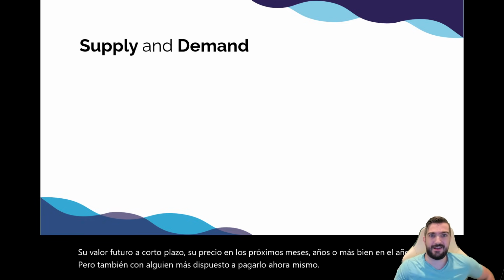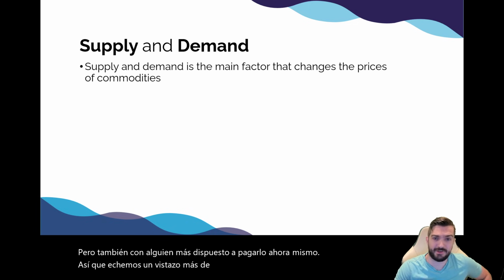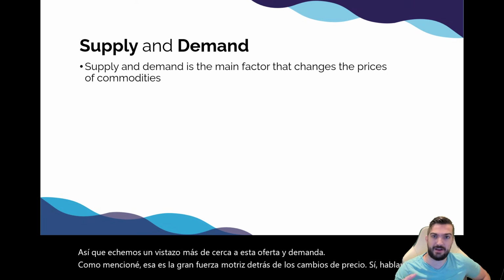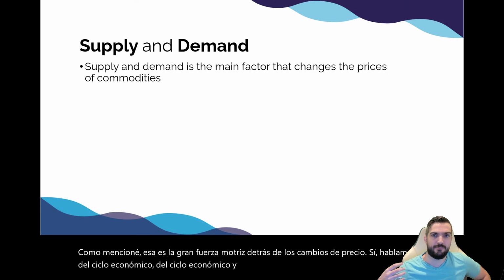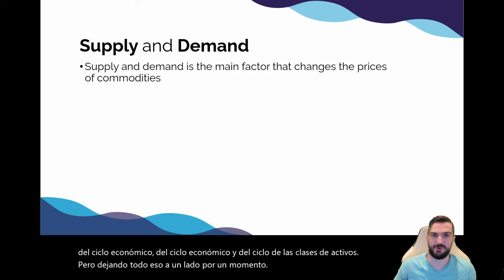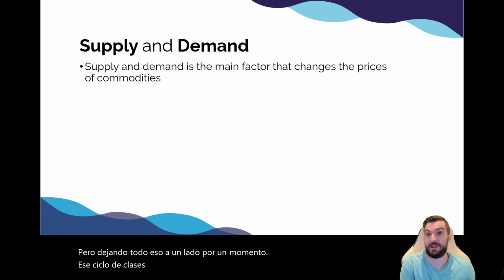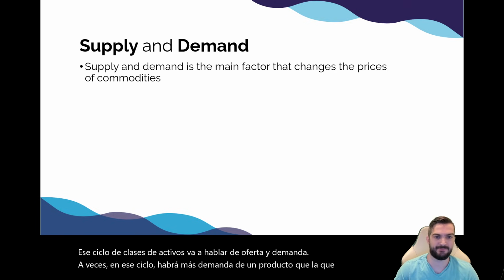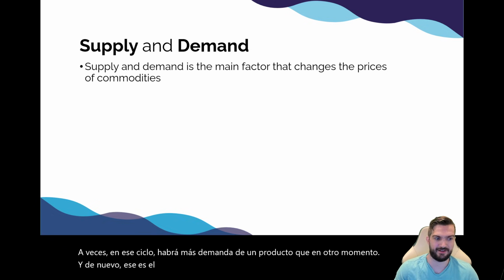So let's take a closer look at the supply and demand. Because as I mentioned, that is the big driving force behind price changes. Yes, we talked about the economic cycle and the business cycle and the asset class cycle. But putting all that aside for a moment, that asset class cycle is going to talk about supply and demand. Sometimes in that cycle, there's going to be more demand for a product than there is at another point. And again, that is the main factor that impacts the price of different commodities.